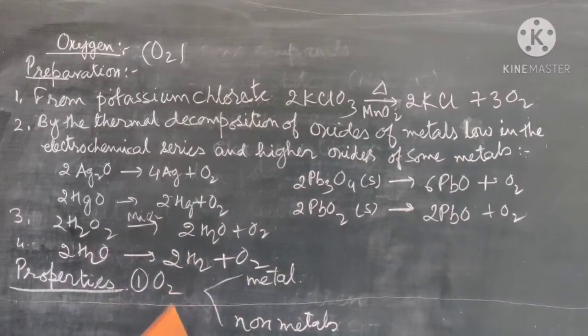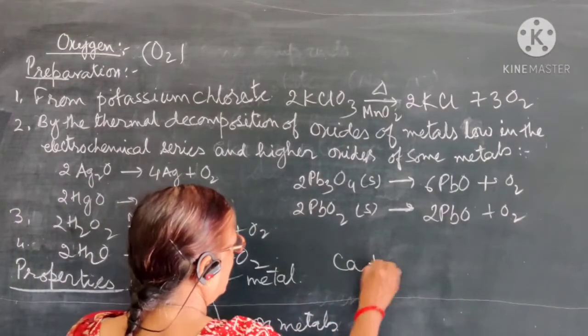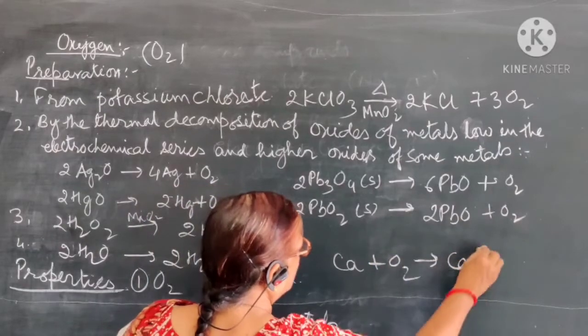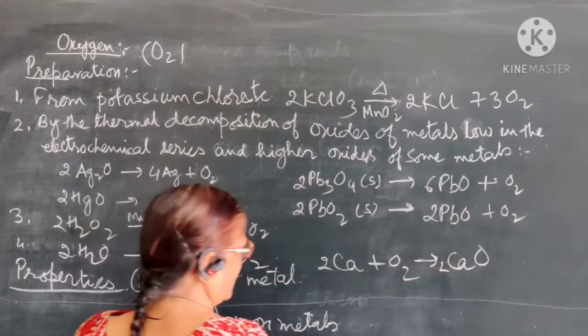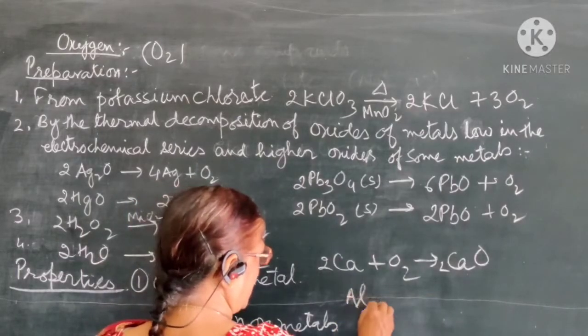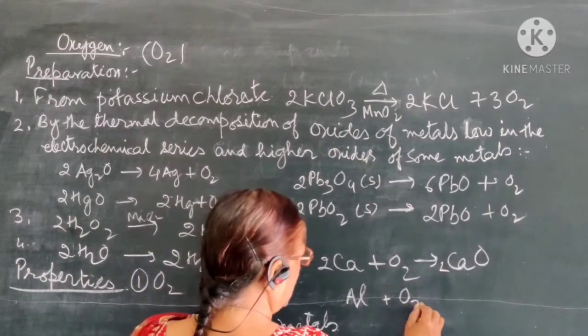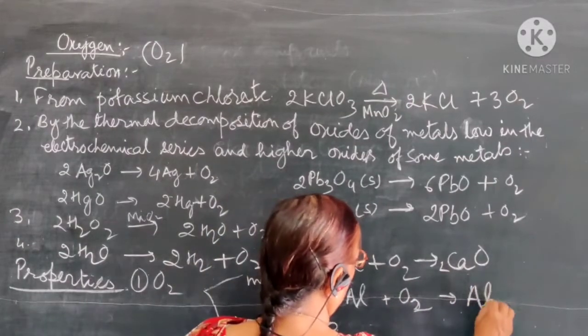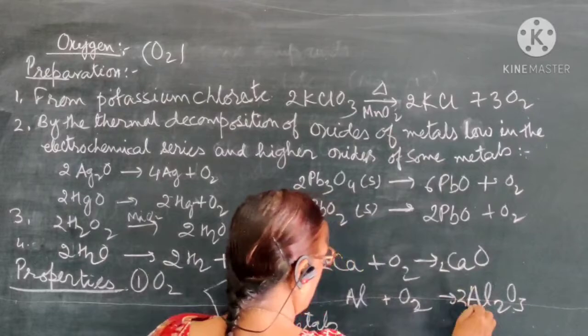You know sodium, potassium, calcium and aluminium react with oxygen directly and form metal oxides. You have studied that the surface of aluminium metal is covered with an oxide layer of aluminium. In this way they directly combine with the metal to form their corresponding oxide. Now when calcium reacts with oxygen, it forms calcium oxide. This is one example. Then when aluminium is heated with oxygen, it is converted into Al2O3. Now we can balance it.